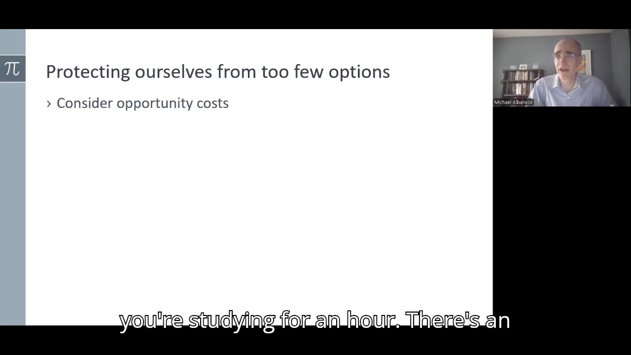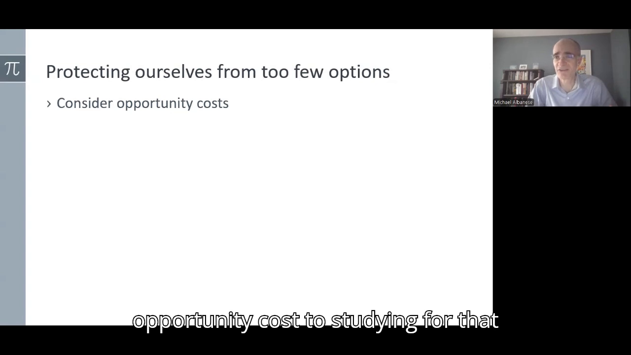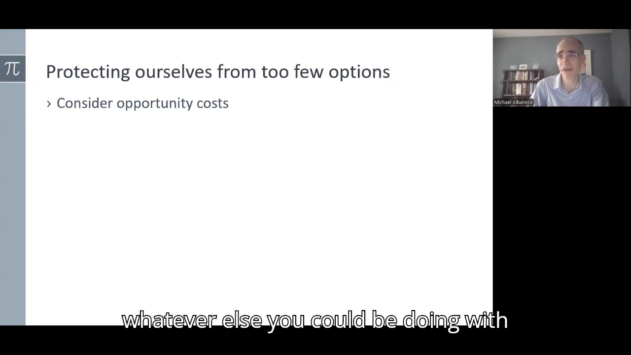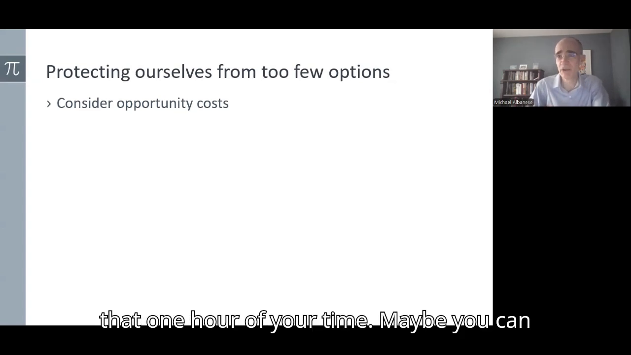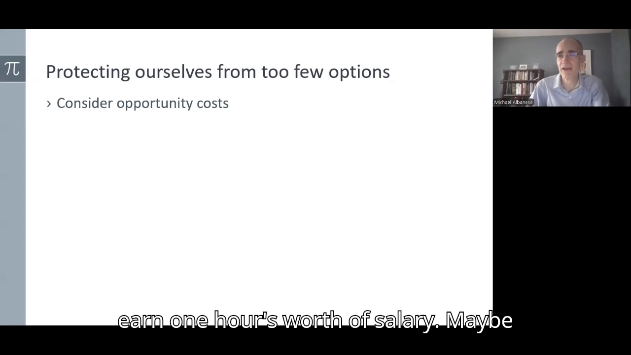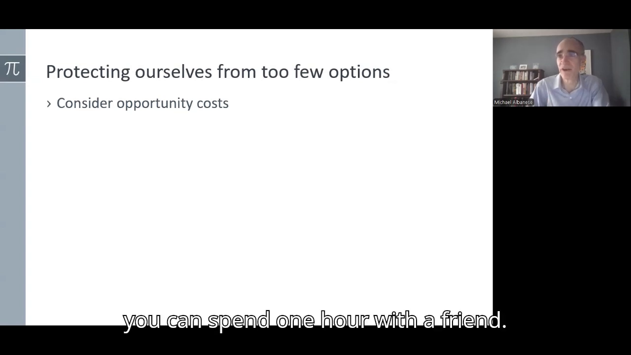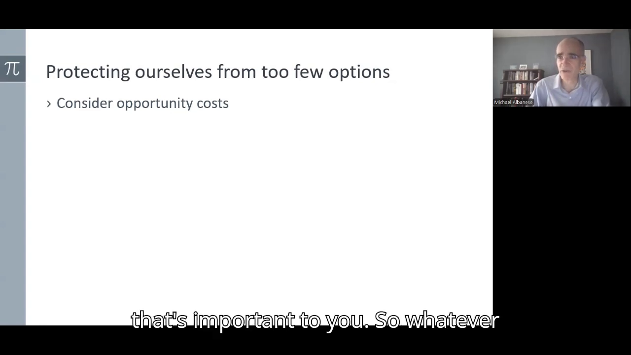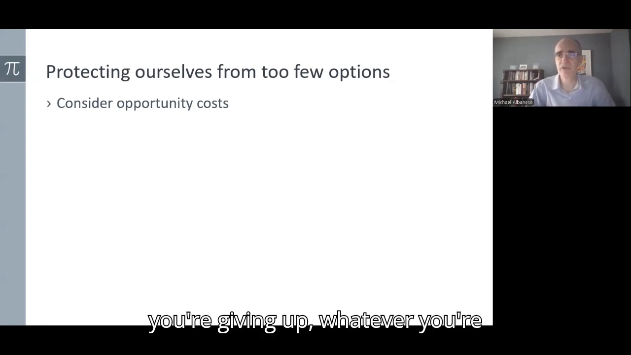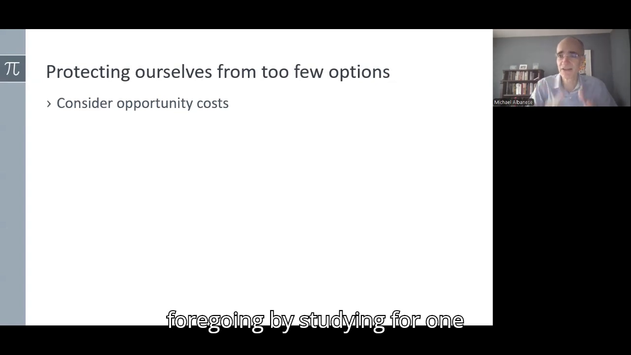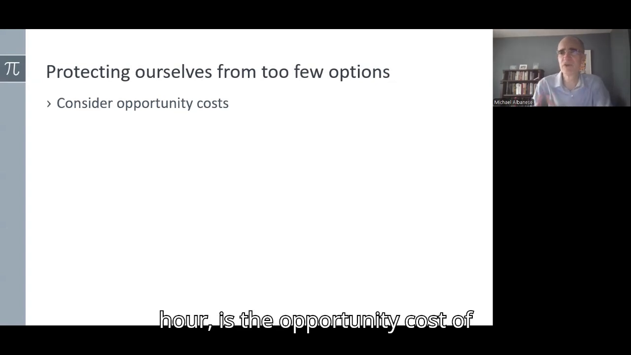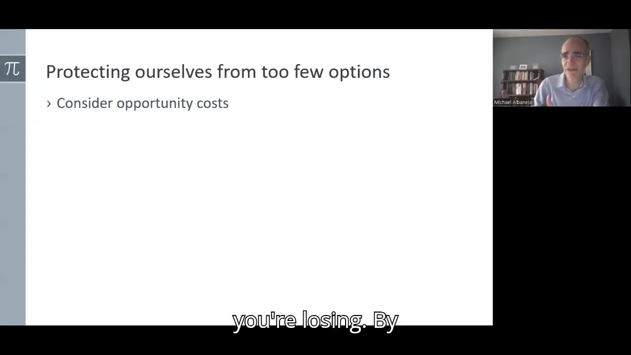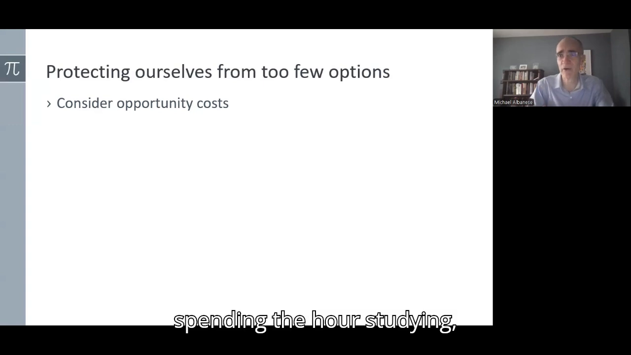If you're studying for an hour, there's an opportunity cost to studying for that hour. What is the opportunity cost? It's whatever else you could be doing with that one hour of your time. Maybe you can earn one hour's worth of salary. Maybe you can spend one hour with a friend. Maybe you can solve a problem that's important to you. So whatever you're forgoing by studying for one hour is the opportunity cost of studying for that hour, right? It's what you're losing by spending the hour studying.